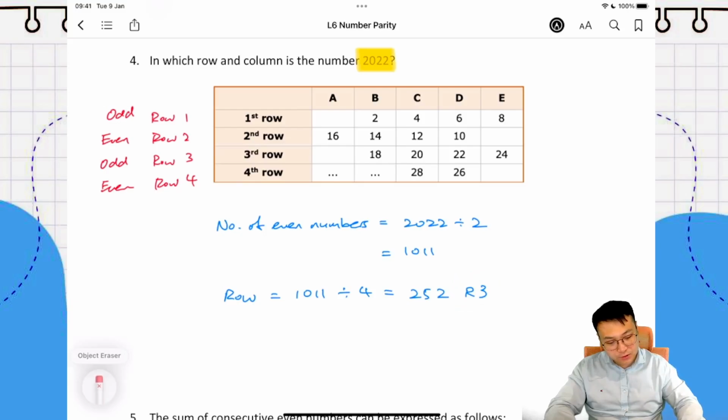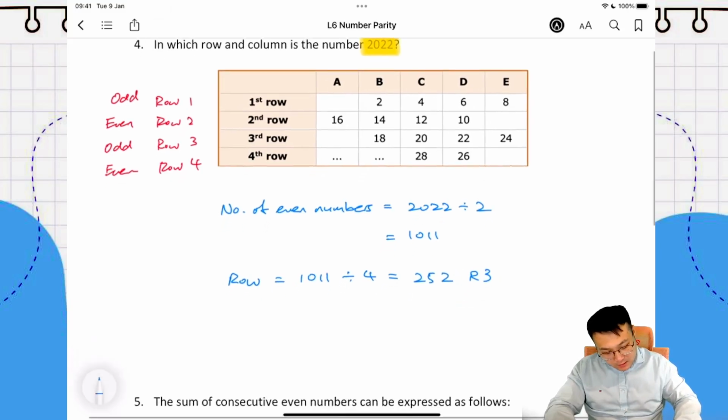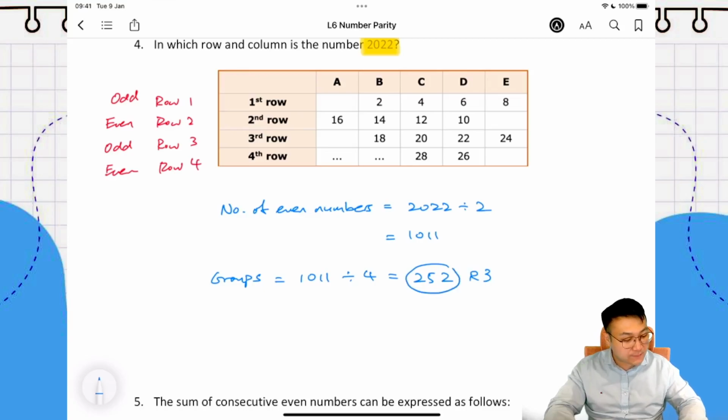Very good. Okay, so students, look. Let's find out how many groups of 4. There are 252 groups of 4 numbers, but there's a remainder of 3. The number 2022 is part of these remaining 3 numbers. So therefore, the row number should be 253. Now it is time to find out the column.